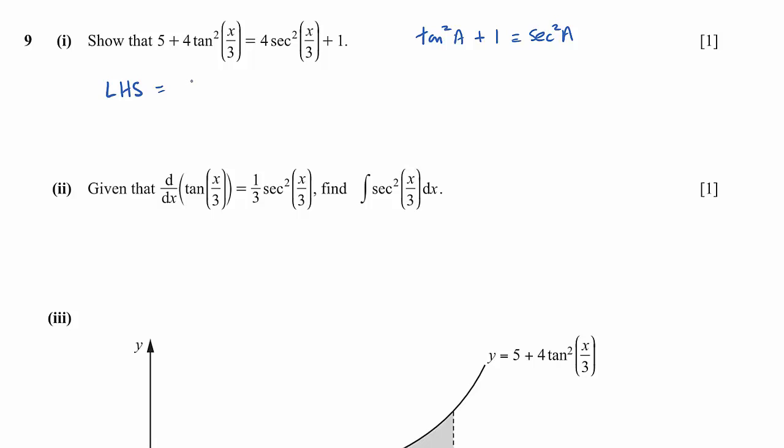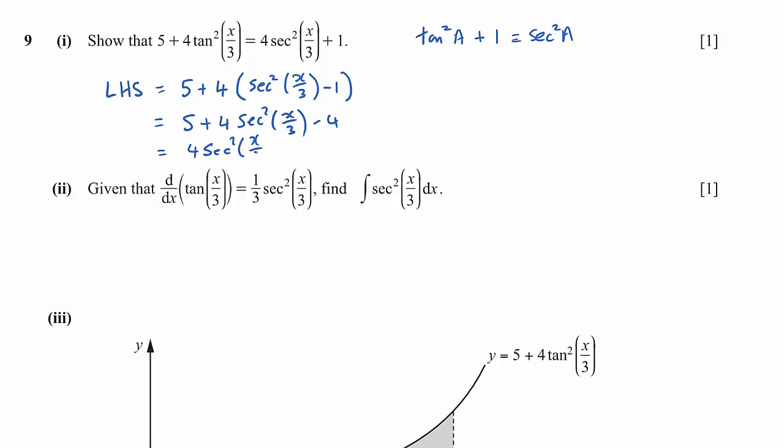So the left-hand side is going to be 5 plus 4, and from here it follows that tan squared a is sec squared a minus 1, so it will be sec squared x over 3 take away 1, which is 5 plus 4 sec squared x over 3 take away 4, and tidying that gives me 4 sec squared x over 3 plus 1, which is the same as the right hand side.